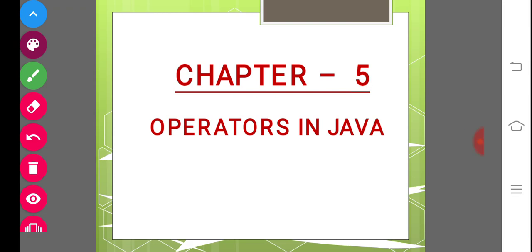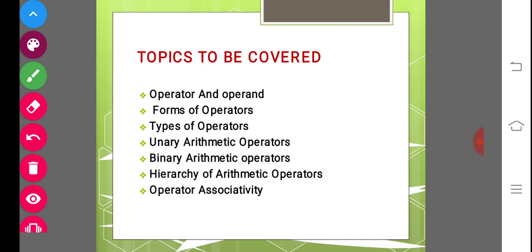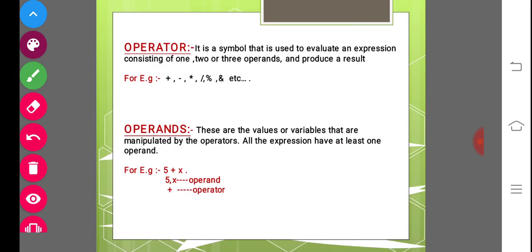Today we are going to start a new chapter, chapter number 5, and the name of the chapter is Operators in Java. The topics which we will cover today through this presentation are the difference between operator and operand, forms of operators, types of operators, the difference between unary and binary arithmetic operators, the hierarchy of arithmetic operators, and the operator associativity.